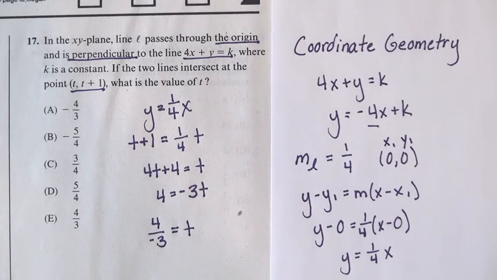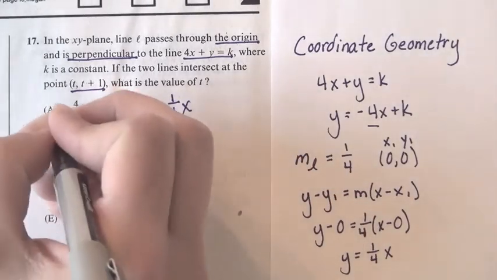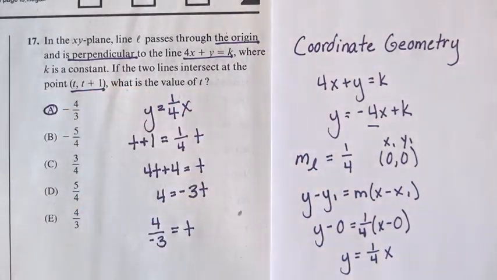So that means that t is equal to negative 4/3. And that's how you do it.